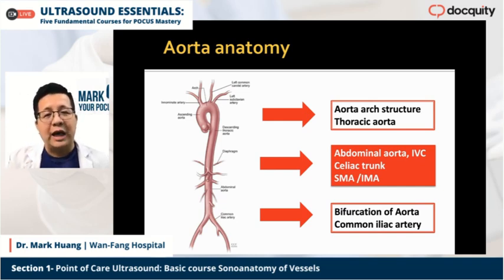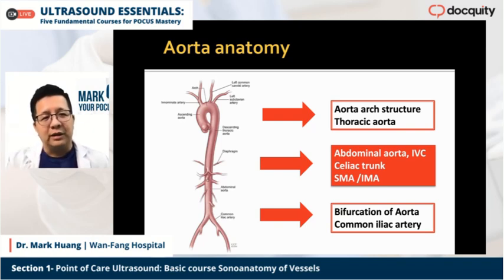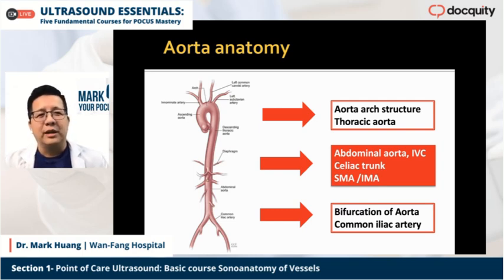You can scan the IMA too, but why should I single it out? Because it is difficult to scan, as it's very small compared with the SMA. But sometimes you can see it. So I think that is the major aorta anatomy. Some of them we can scan very easily, but some of them are a little bit challenging.